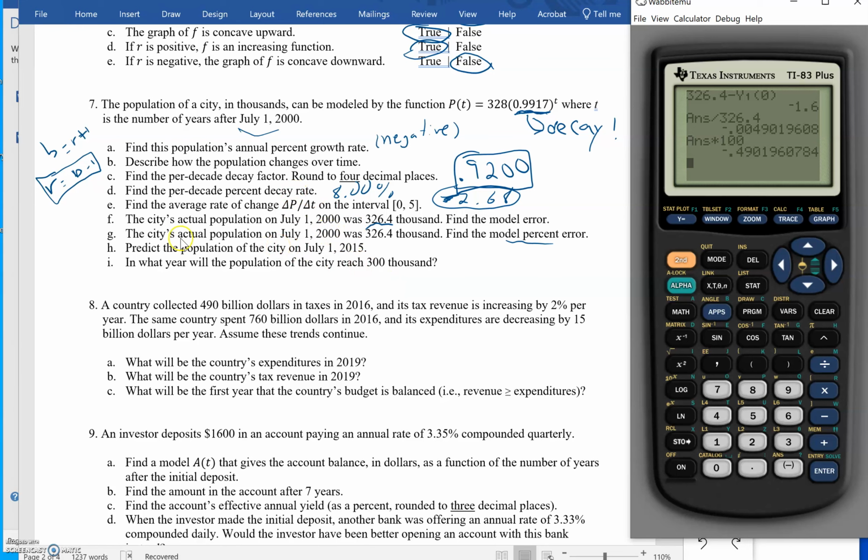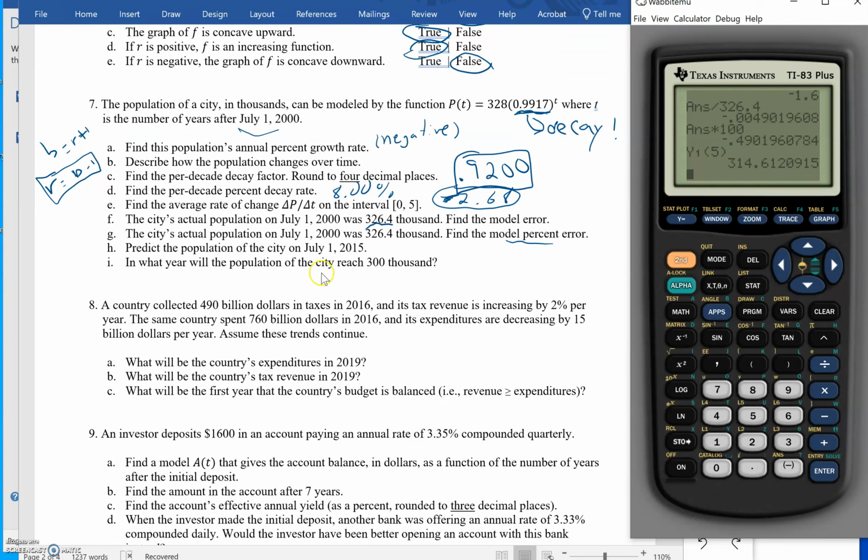For part H, predict the population of the city on July 1st, 2015. That's 5 years in the future. So we just are evaluating the function after 5 years. And we get 314.61 thousand people.